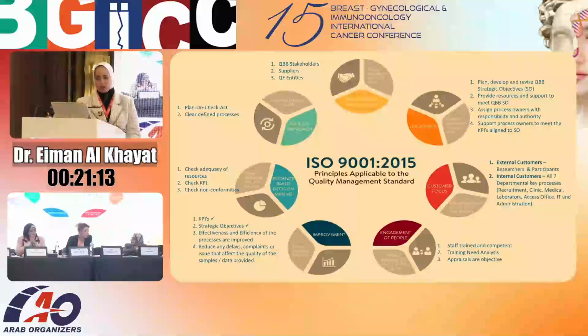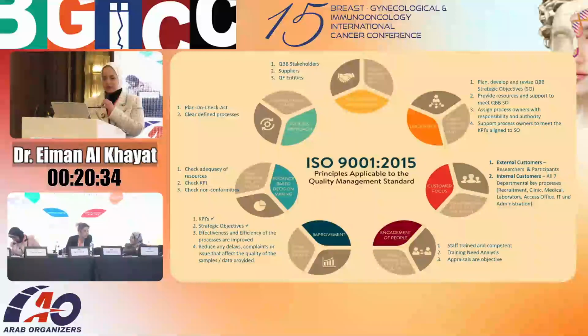What is the quality management system? The quality management system is a set of procedures and processes which aim to ensure that the quality of a procedure and service meets or exceeds the expectation of customer satisfaction. There are 7 standards under a quality management system: leadership, customer focus, engagement of people, improvement, decision-making, and management improvement.